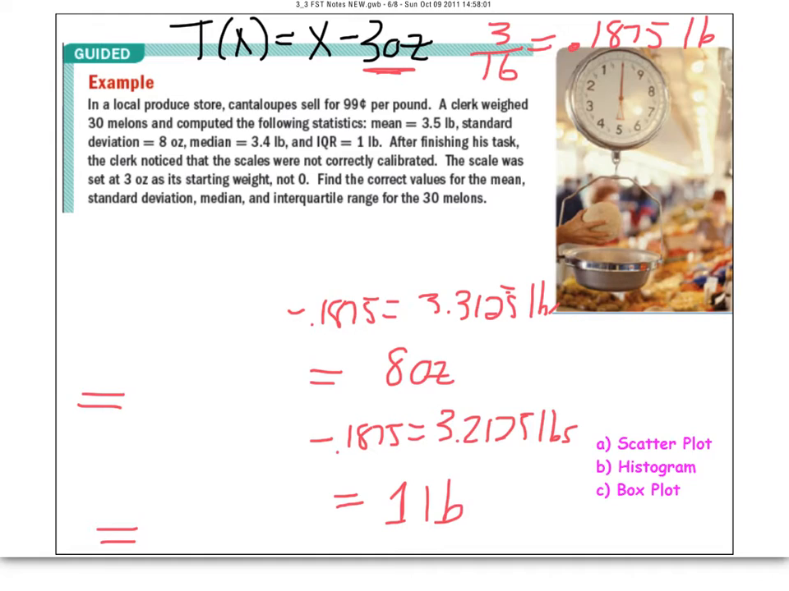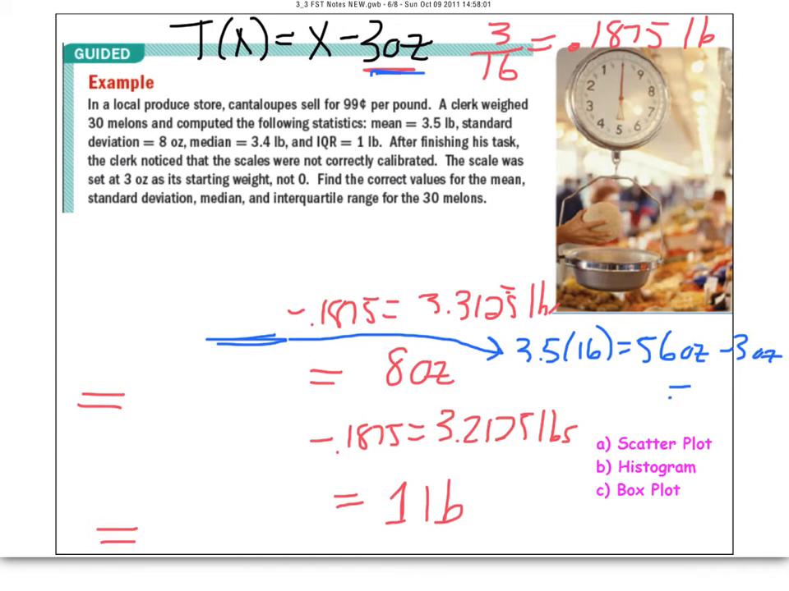But what if we wanted to convert these to ounces and just subtract 3 ounces from it? Let's just do one really quick so you can see it. If I would have done that with the mean, all I would have to do is take 3.5 pounds times 16. When you do that, you're going to get 56 ounces. Then you would just subtract the 3 ounces from that, and we could say that it was 53 ounces. If you wanted the decimal number in pounds, you could take the 53 and divide it by 16 and get the same answer that we got over here.